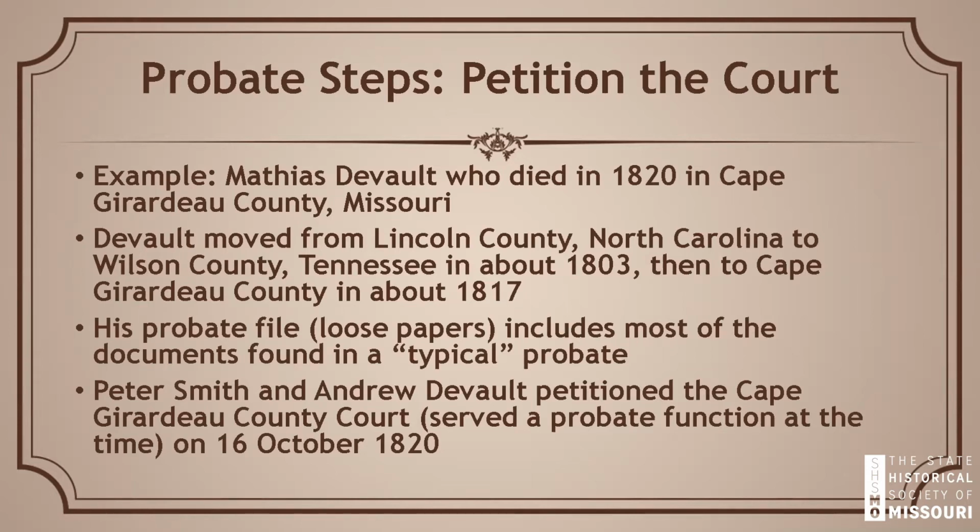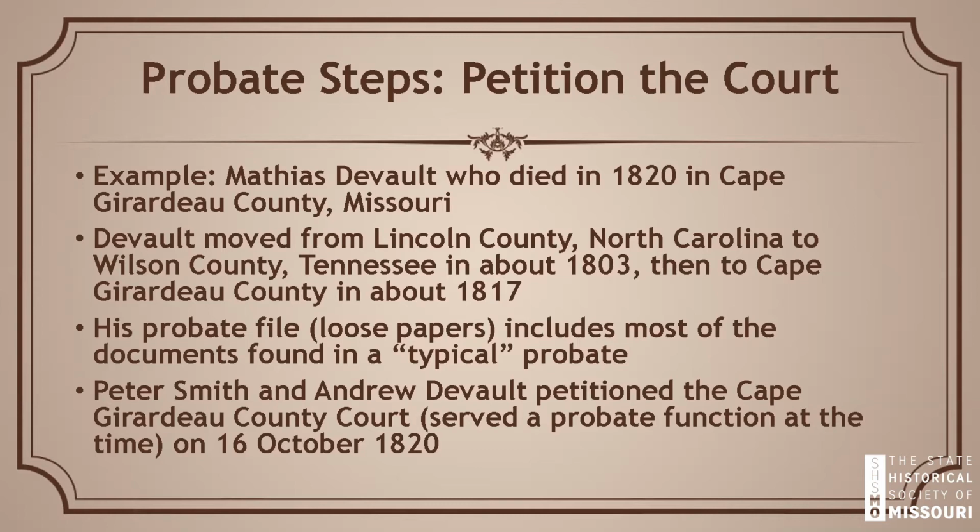All right, so what about probate? Probate goes through a series of steps, and I'm going to talk about a typical probate. The specifics may vary with the jurisdiction. The individual I'm going to follow through is a man named Matthias DeVault, who died in 1820 in Cape Girardeau County, Missouri. I haven't documented this yet, but he's probably about a 6th great uncle of mine. I'm not sure yet. DeVault moved from Lincoln County, North Carolina to Wilson County, Tennessee in about 1803, then to Cape Girardeau County by 1817.